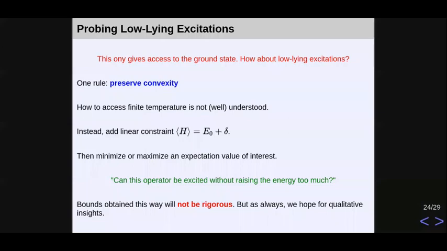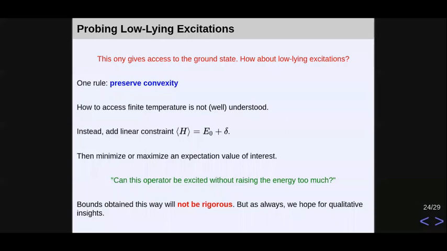I want low-lying excitations while preserving convexity. How to access finite temperature is not well understood right now. This is a bit of a lie, but we'll pretend it's completely true that I don't have any way to access finite temperature. So what I can do is calculate the ground state energy, or at least the SDP estimate of it, and add a linear constraint.